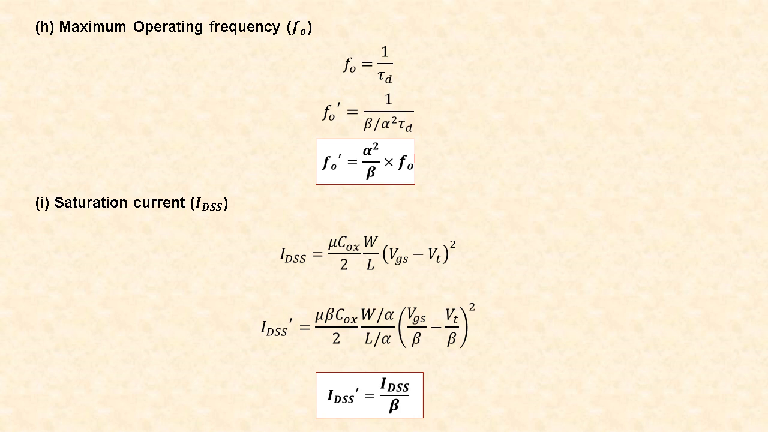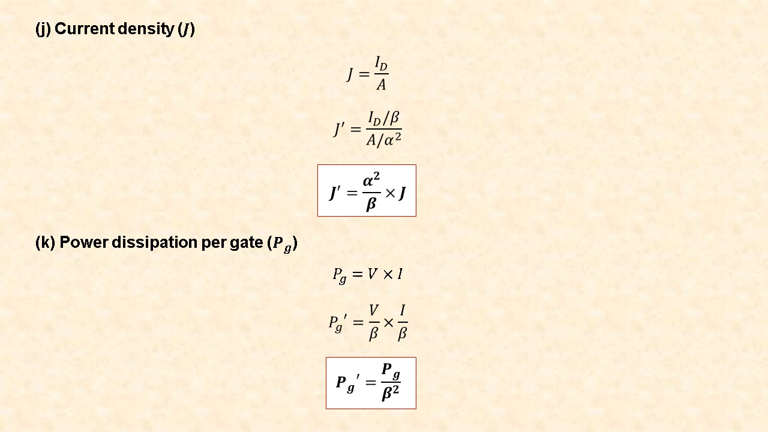Next, the saturation current. The drain current is given by the formula mu into Cox divided by 2 into W by L into VGS minus VT the whole square. We know that mobility is a constant and the oxide capacitance is scaled by beta into oxide capacitance, and the width is scaled by 1 by alpha, length is scaled by 1 by alpha, and the voltage is also scaled by 1 by beta. Simplifying, we have the saturation current is scaled by 1 by beta.